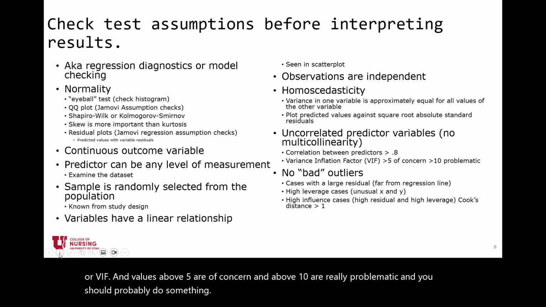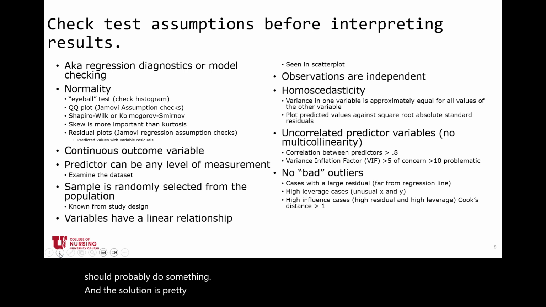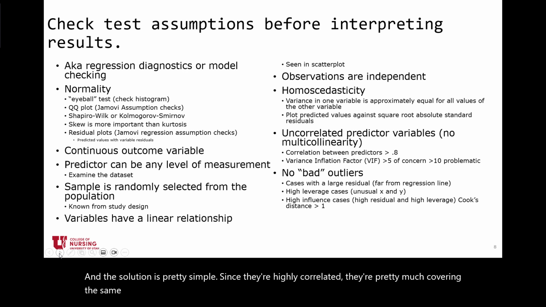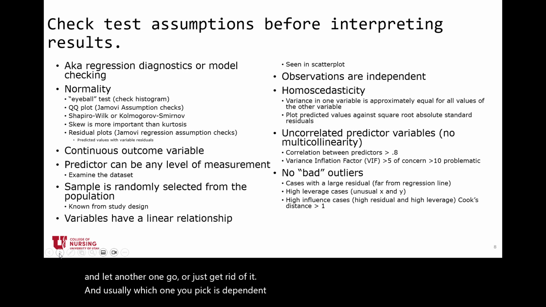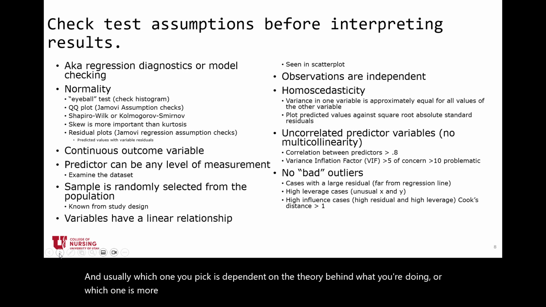And the solution is pretty simple. Since they're highly correlated, they're pretty much covering the same thing, and you should simply pick one of those variables to keep in the equation and let another one go, or just get rid of it. And usually which one you pick is dependent on the theory behind what you're doing, or which one is more important in the context of what you're researching.